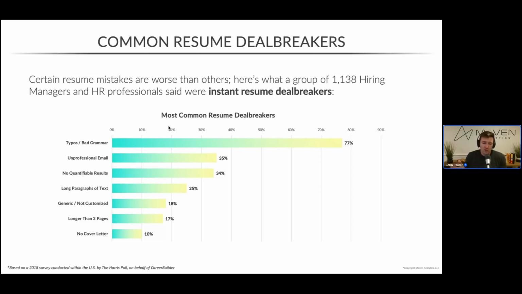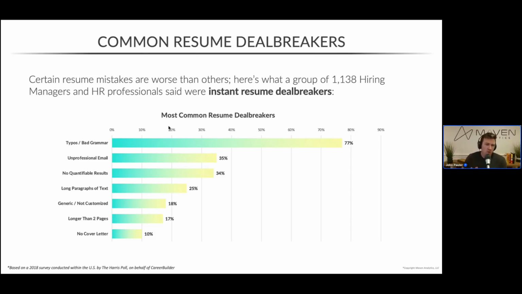But when you do, it looks terrible. So this one really resonates with me. The other ones that we've got on here are having an unprofessional email. We'll give an example of that. Not having quantifiable results, too much text, like big paragraphs that are hard to consume, not being customized to the role, longer than 2 pages, no cover letter.